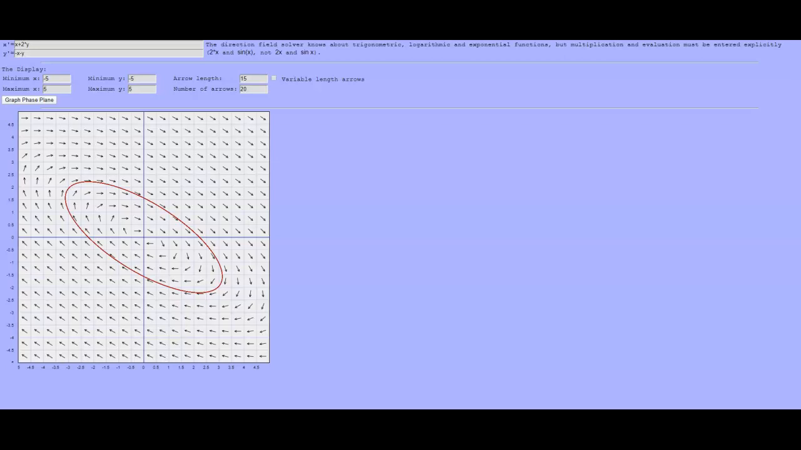which is the same thing as saying dx/dt. So I had to do x plus 2, and then a multiplication sign is necessary, times y, and then negative x minus y, and then I just set my display here.